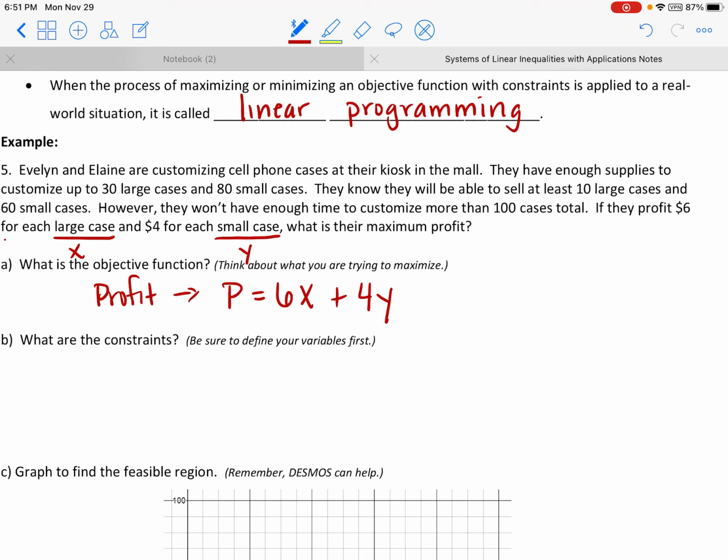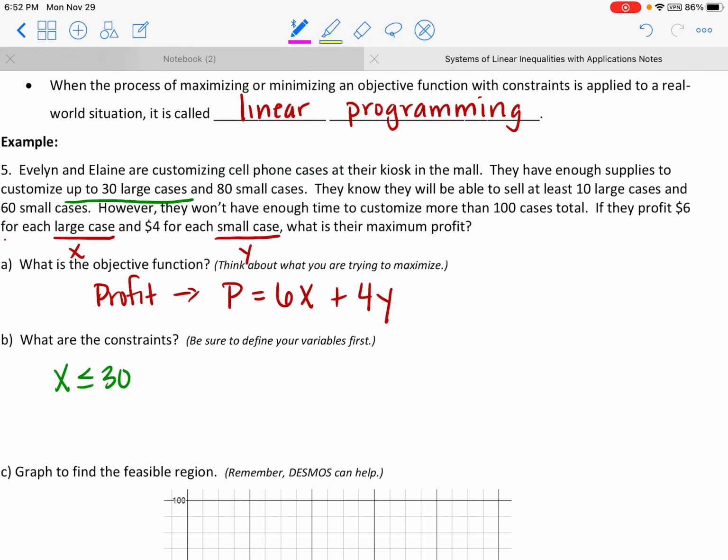We have some constraints. Even though they're trying to maximize their profit, there's a limit to what they can do. So we've got to go back and write inequalities for all of these constraints. First it says they have enough supplies to customize up to 30 large cases. That means the number of large cases can't go over 30. It has to be less than or equal to 30.